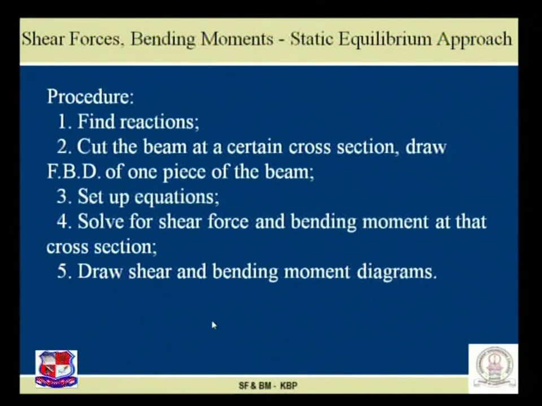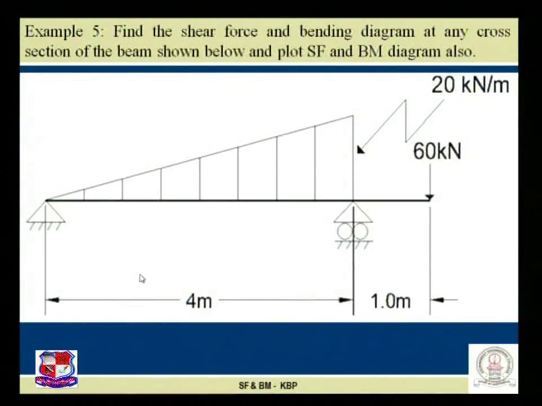Now, how to find out the shear force and bending moment using the static equilibrium approach? These are the steps of the procedure. Step number 1 is the determination of the reactions. We have to cut the beam at a certain cross section, and draw the free body diagram of one piece of the beam. We have to set up the equilibrium equations. We have to solve for the shear force and bending moment at the cross section, and then plot the shear force and bending moment diagrams. Let us understand by taking this particular problem.